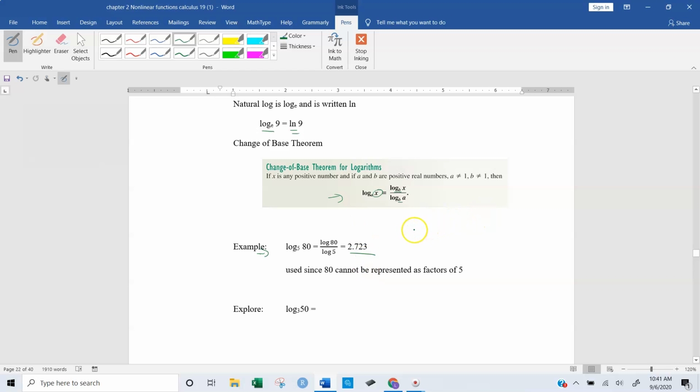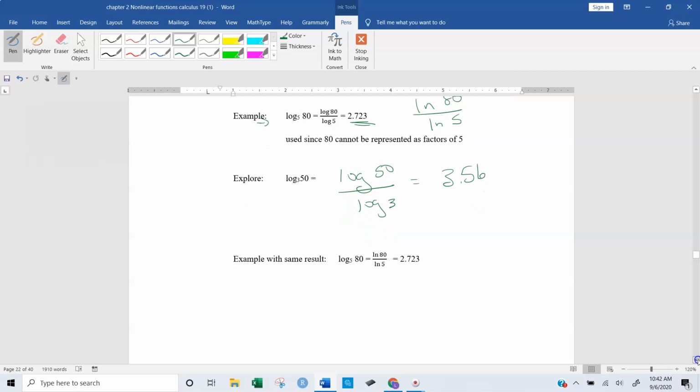You could have also done it with the natural log. If you do natural log of 80 divided by natural log of 5, it gives you the exact same answer because it is still the same base. Okay, try yours. So you should have done log of 50 divided by log of 3. That is equal to, I need a calculator. Give me a second here. I got 3.56. I hope you did well. You would have got the same result if you would have done natural log.